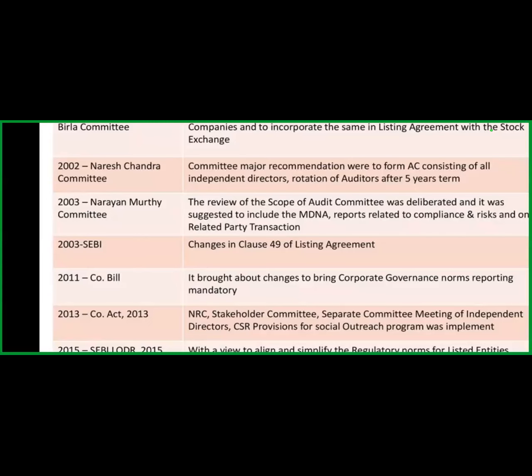Then the Narayan Murthy committee talked about the review or scope of the audit committee. The other committees we will be discussing tomorrow.